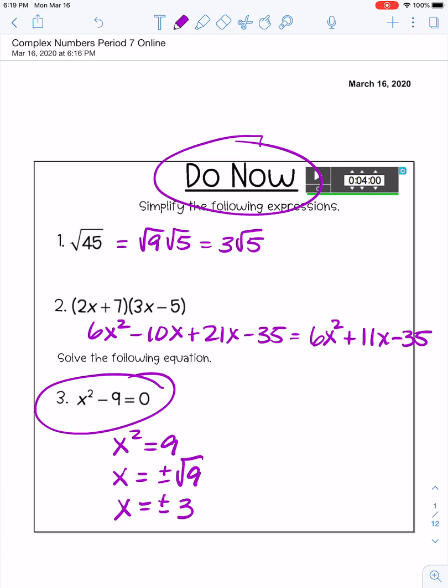You can also factor this into x plus 3 and x minus 3 equals 0. Then I can find each of my solutions this way. X plus 3 gives me 0 at negative 3, and x minus 3 gives me 0 at positive 3. So you see both ways I get the same answer. Okay, so just a quick review of that. Let's move on to the next slide.